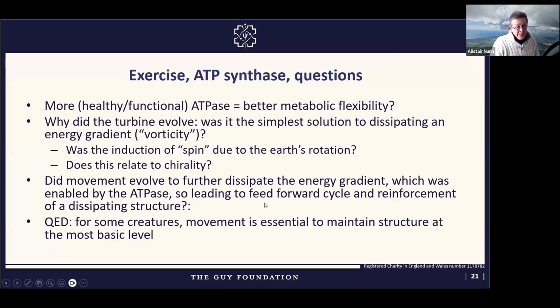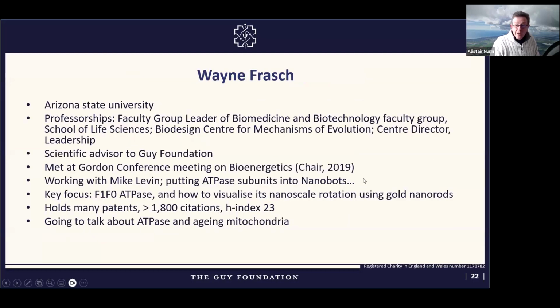Did movement, and here's a thing which I just think about, evolve to dissipate energy gradients, which was enabled by something like the ATPase, leading to a feed-forward cycle and reinforcement of a dissipating structure, i.e. the structures which enable biology to survive? So for some creatures, is movement essential to maintain structure at the most basic level? Without movement, it starts to fall to pieces. Anyway, I'll leave you with that, and I'll now introduce Wayne.